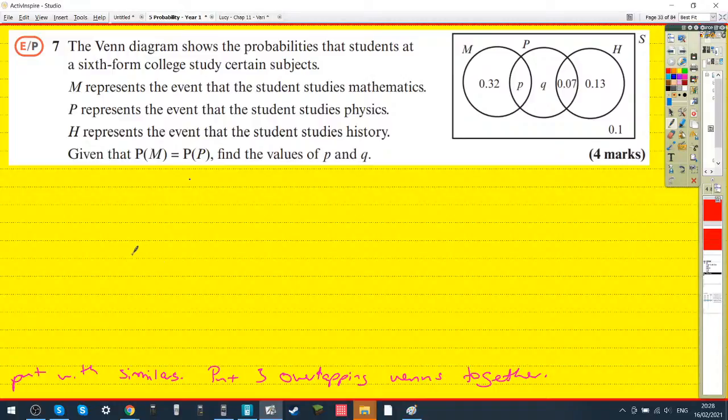So how can you use that? If M is equal to P, they're the same number. How can you use that information to make an equation? So it'd be 0.32 plus P. What's that equal to? Equals P plus Q plus 0.07. So that's an equation. Can you think of any other equation we can use?